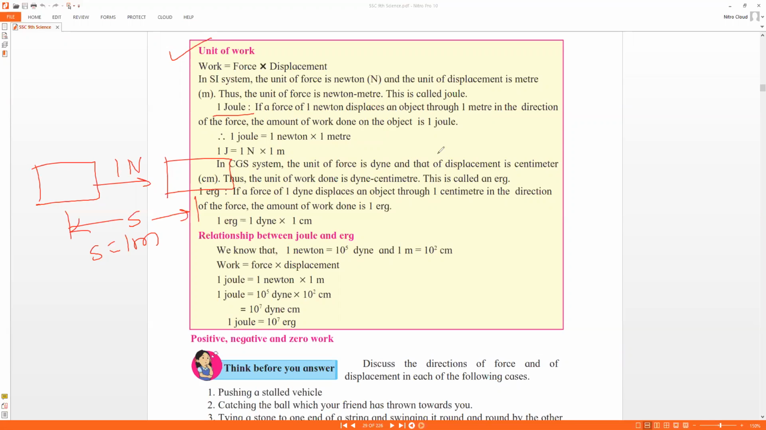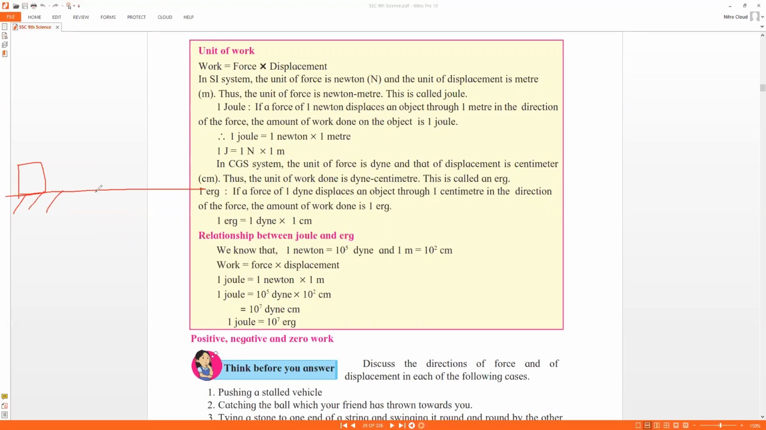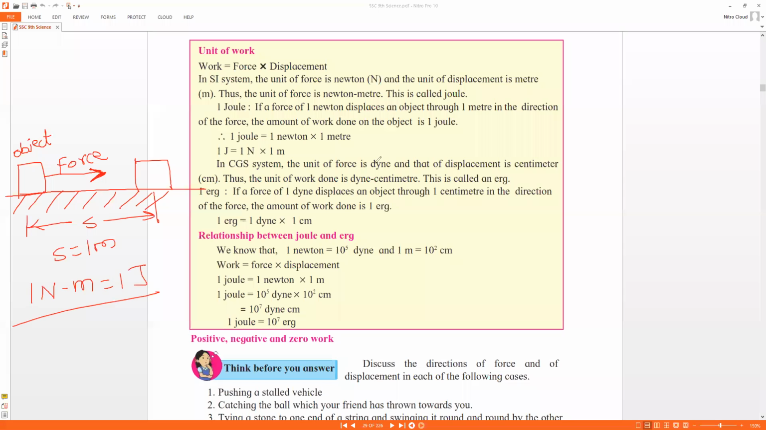Super definition, it's not difficult. If I feel a diagram is needed, I draw it here, and you should draw it too when you write this, because then you will understand what actually happens. So let us say this is the force, this is the object, and this is the displacement. This displacement is 1 meter. Okay, this is the force. So work done will be 1 newton meter, which is 1 joule, same thing. Okay, so 1 joule is 1 newton into 1 meter, that is 1 J is equal to 1 N into 1 m.